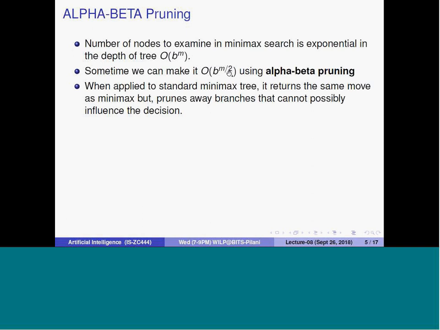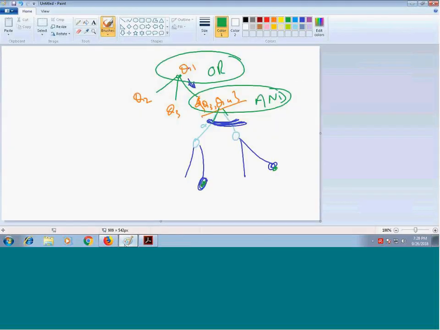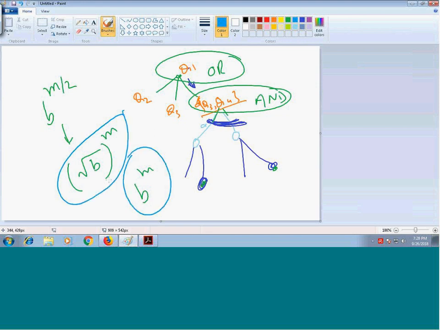That is a very big thing, because what is b to the power n by 2? B to the power m by 2 is the square root of b to the power m. Earlier the equation was b to the power n. If you compare these two equations, since this part is the same, you can compare root b with b. Earlier your branching factor was b, but this time your branching factor is under root b. That is a big thing because at every step you are examining far fewer nodes.